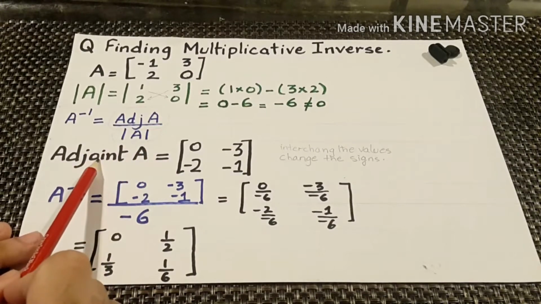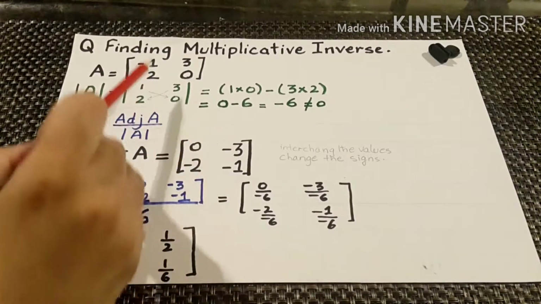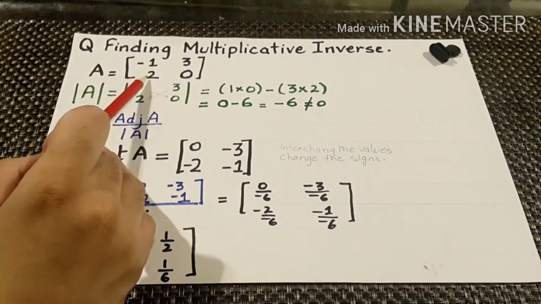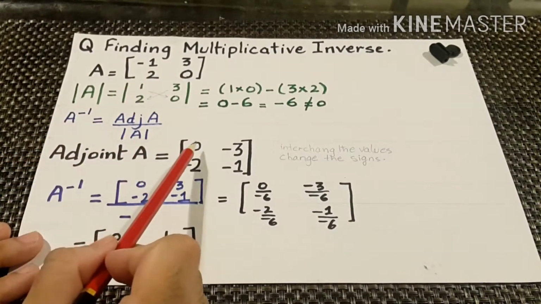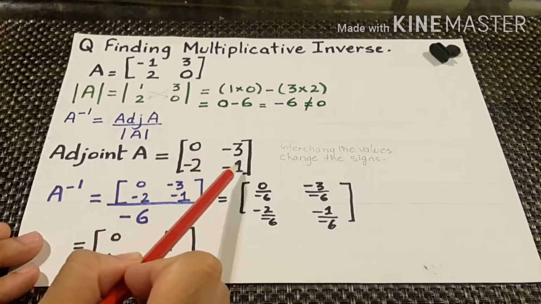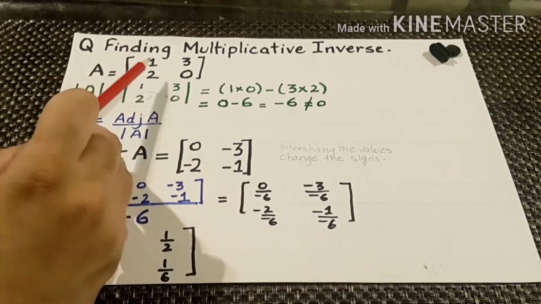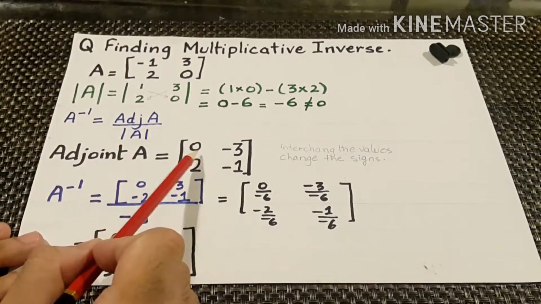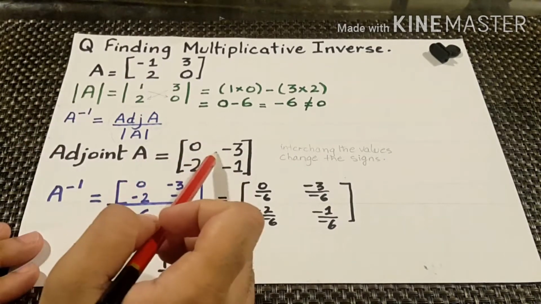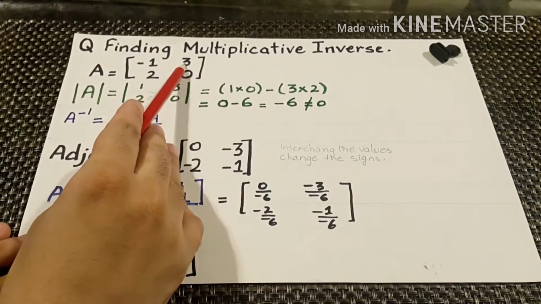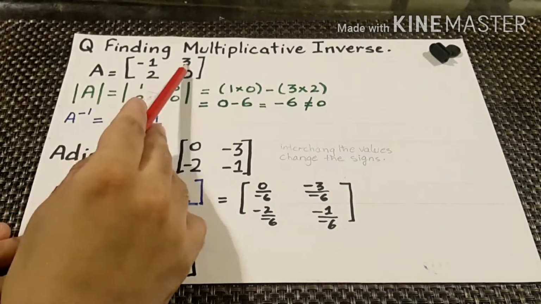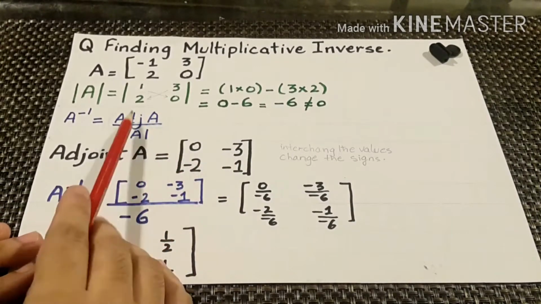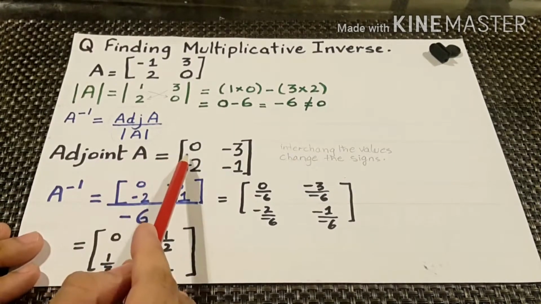Now how we take the adjoint? We interchange these values, whereas we change the sign of these values. So we get 0 and -1 over here. This -1 will come down, the 0 will come up when we take the adjoint, and sign will be changed for these two numbers, -3 and -2. Hope you have understood how we take the adjoint.